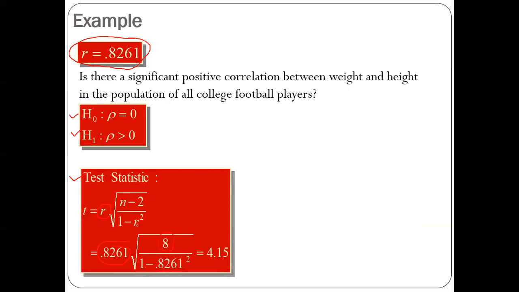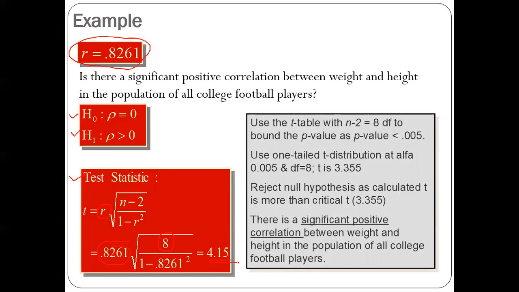And then 1 minus R. So again, R is 0.8261 squared. So 1 minus 0.8261 squared. So for the final answer, we will get the test statistic of T for correlation coefficient is 4.15.